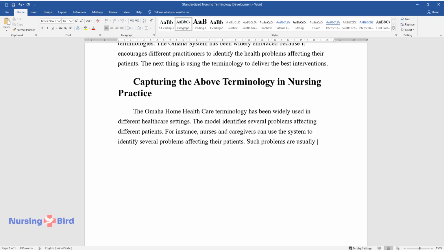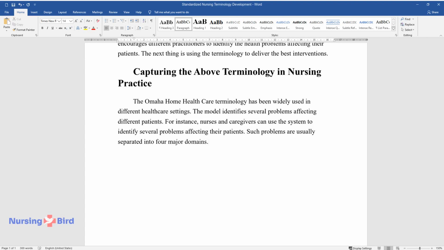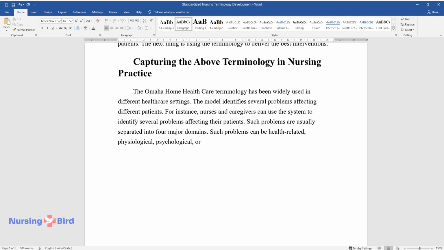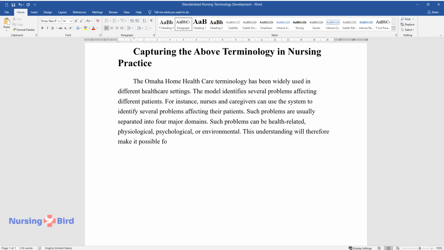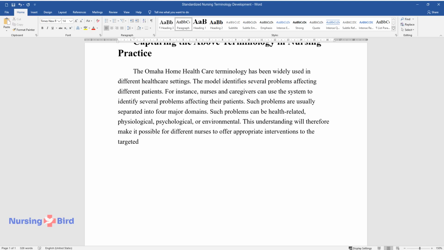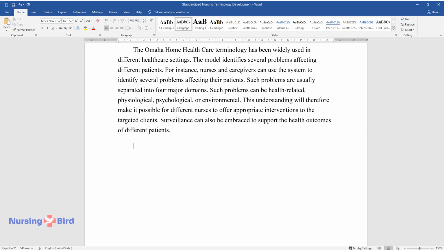Such problems are usually separated into 4 major domains. Such problems can be health-related, physiological, psychological, or environmental. This understanding will therefore make it possible for different nurses to offer appropriate interventions to the targeted clients. Surveillance can also be embraced to support the health outcomes of different patients.